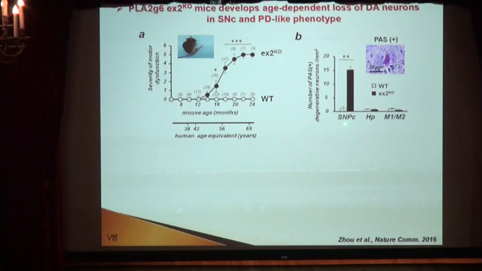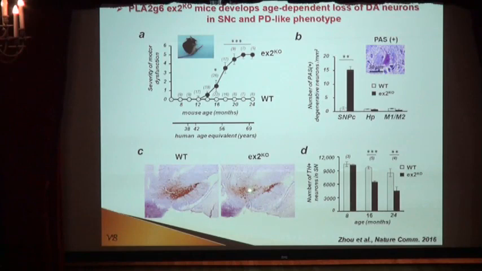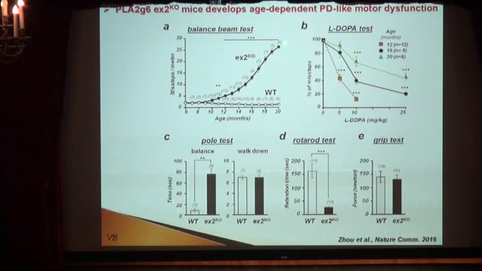And if you look at the substantia nigra compacta, you can see a very dramatic difference appearing there, which is again age-progressive: the loss of the dopaminergic neurons. You can see this from 8 to 24 months. More than 50% of neurons are lost at 24 months. And more precisely, we can follow in this model the development of this pathology using balance beam tests, pole tests, and rotarod tests.